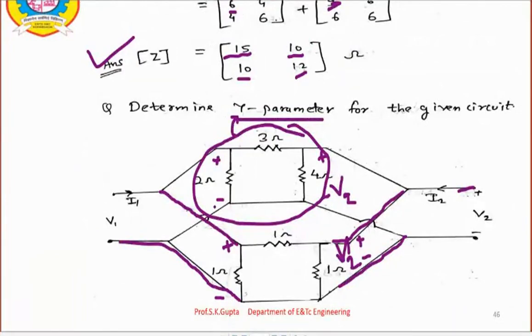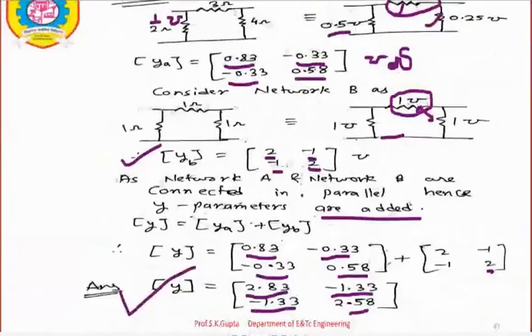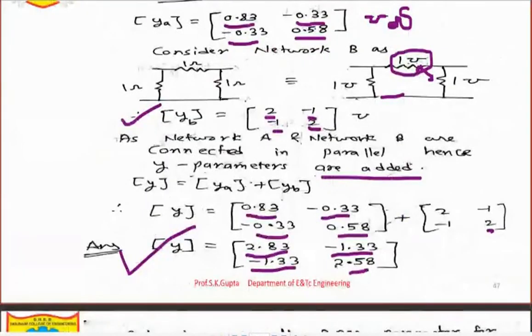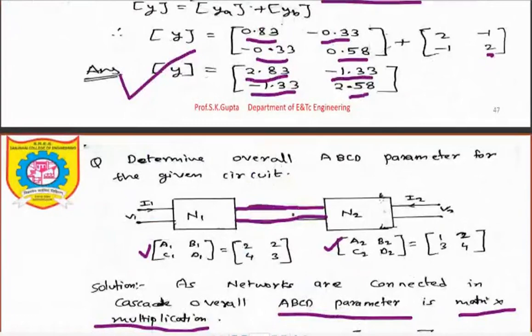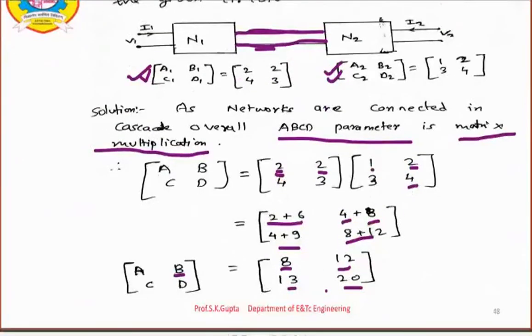We can easily get the Y parameter. This is also a pi network. We can easily get the Y parameter. And at the end, we have to add the Y parameters. And this is a cascade connection. They have already provided the ABCD matrix for this network and the ABCD matrix for this network. So we have to perform the matrix multiplication. Okay. Thank you.